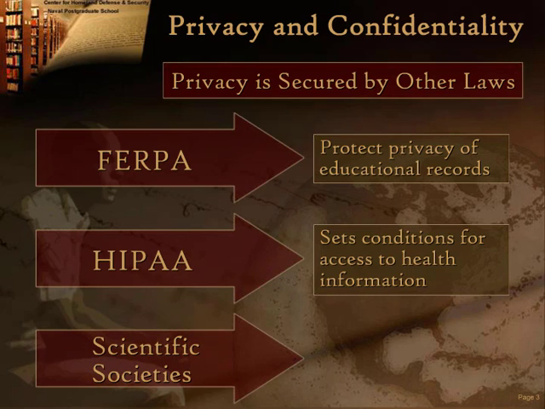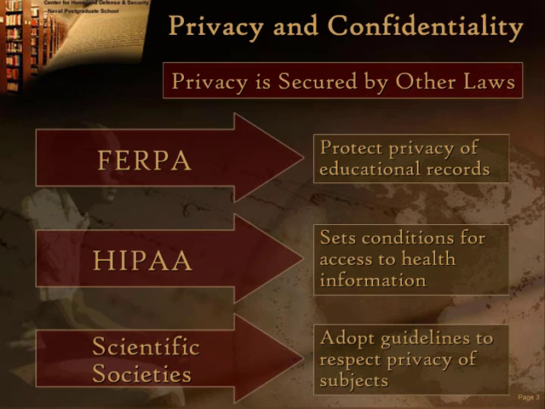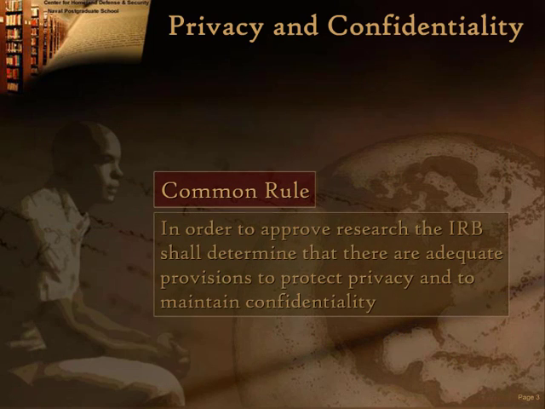Scientific societies have also adopted guidelines that stress the need to respect the privacy of subjects. The common rule states that in order to approve research, the IRB shall determine that, when appropriate, there are adequate provisions to protect the privacy of subjects and to maintain the confidentiality of data.